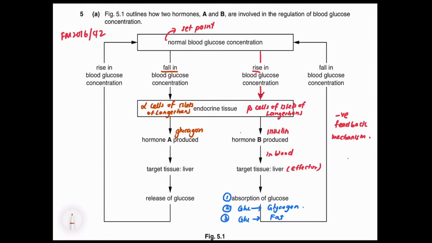So when it reaches the liver, the opposite effect here is that glycogen will be broken down into glucose, and sometimes fat or protein is also converted into glucose. All this glucose will be released into the blood, resulting in a rise in blood glucose concentration. And this mechanism is also known as a negative feedback mechanism.